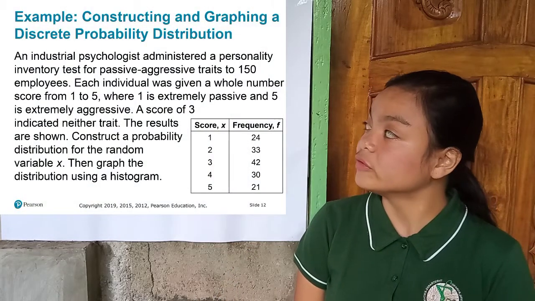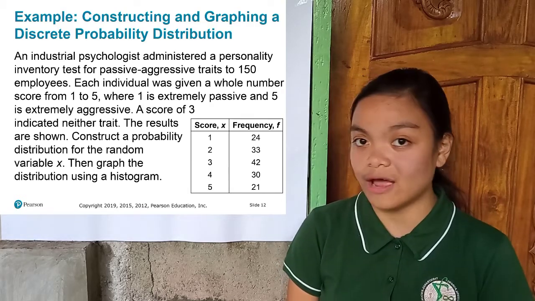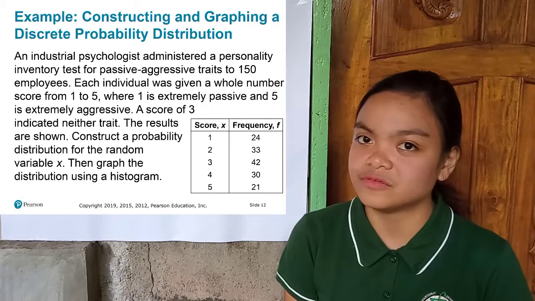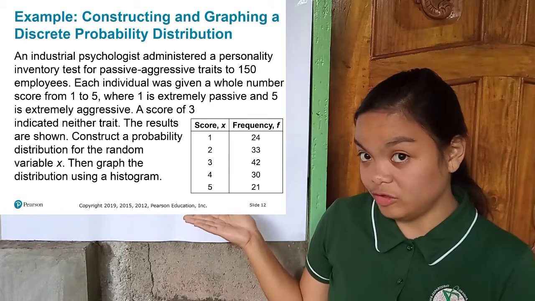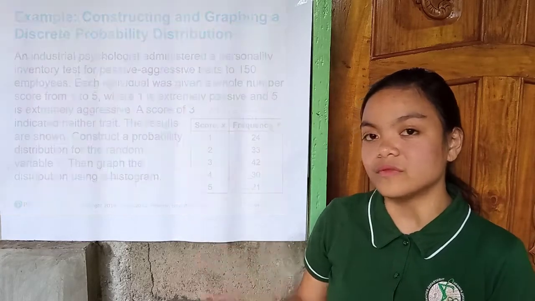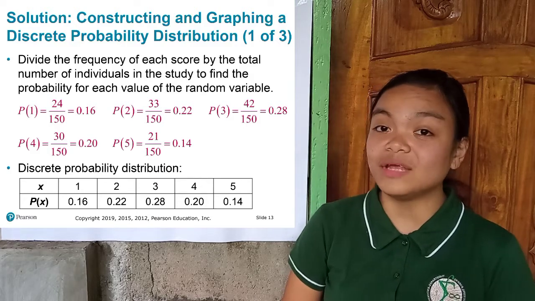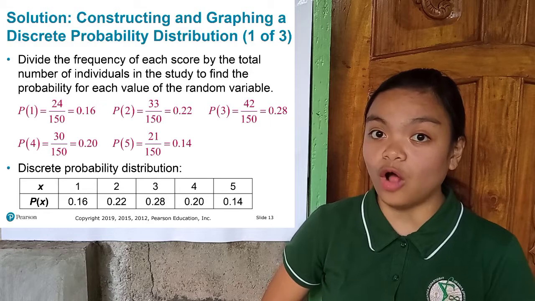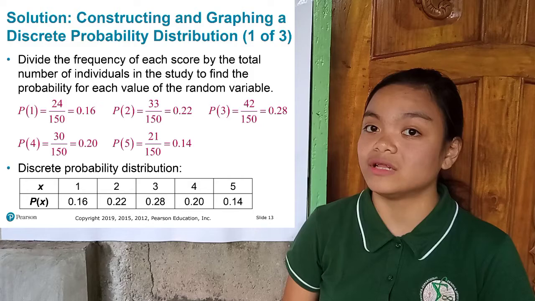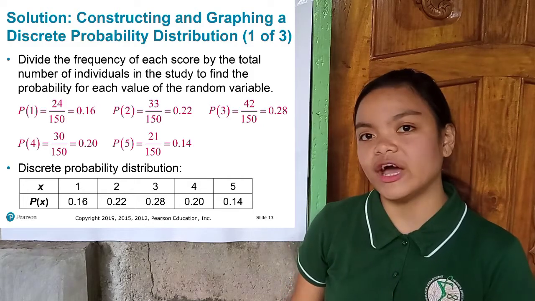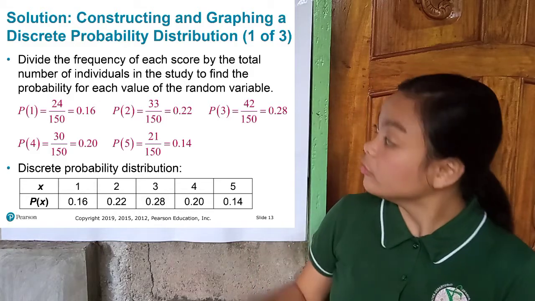Now observe this example. You are tasked to construct a discrete probability distribution and make a graph. Remember the 4 steps. So the first thing you do is make the frequency distribution of each possible outcome. It is already given in the problem that there are 150 employees. This means that the total of the frequencies would also be 150. So the next step would be finding the probability of each possible outcome by dividing its frequency over the total frequencies. And this is how you do it.